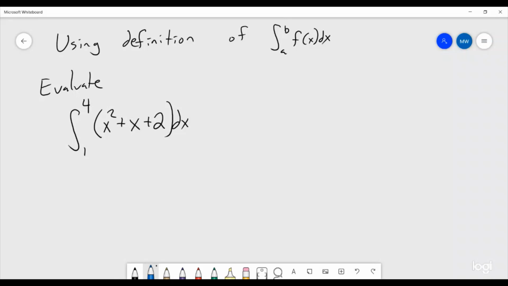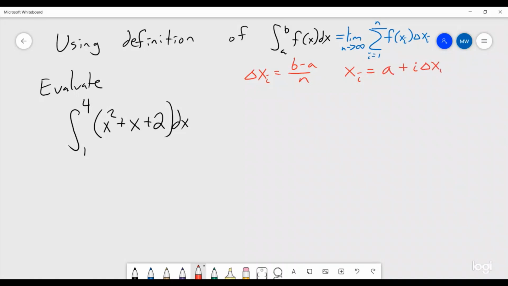Well, remember, the definition of an integral is going to be the limit, as n goes to infinity, of the sum i equals 1 to n, f of x_i delta x, and what we're able to do is say that delta x is always going to be b minus a over n, and x_i, we can always use our right endpoint. This is one of the theorems that we are able to use. Our right endpoint is always a plus i delta x.